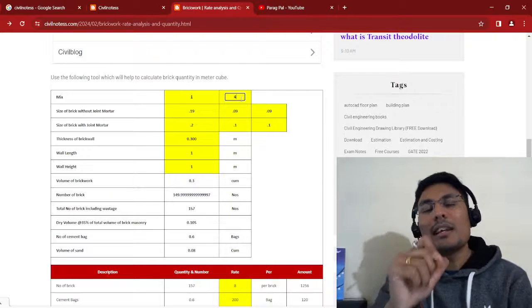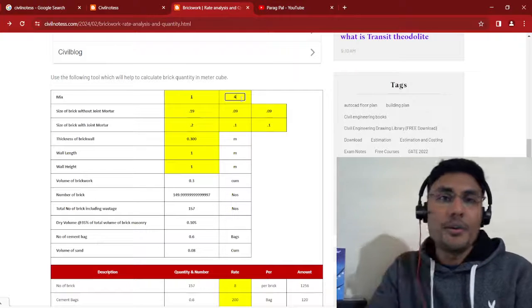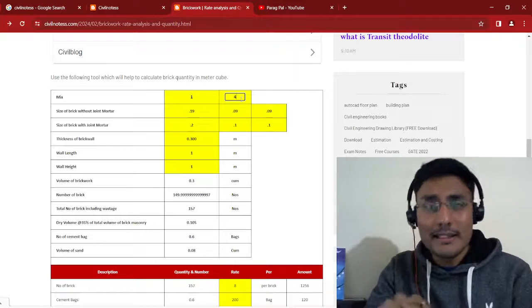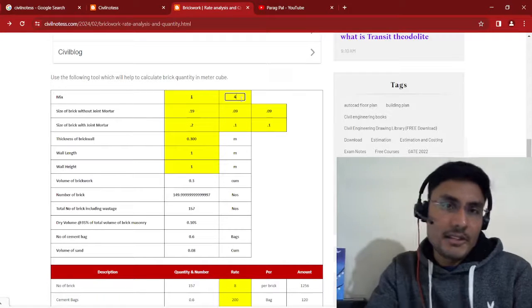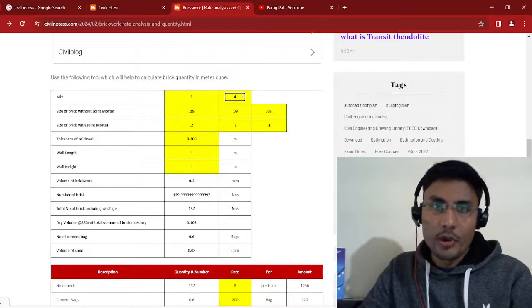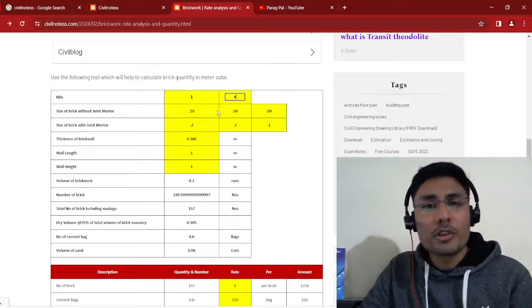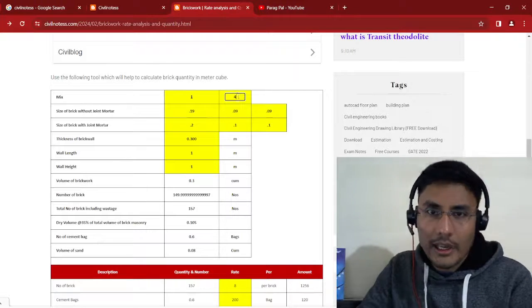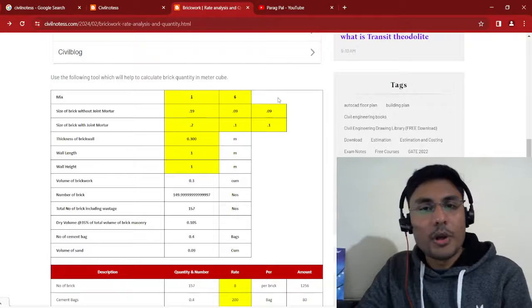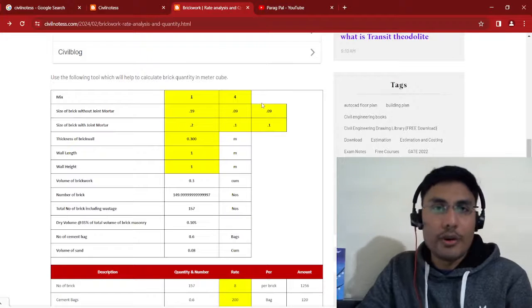In this website calculator, you need to put entries where I will direct you. So the mix: cement mortar mix, one part of cement, four parts of sand. So 1:4. If I'm using 1:4, you need to put 1:4 over here. If you're using 1:6, put 1:6 over here. I want to use 1:4 only, so I'm putting 1:4 over here.